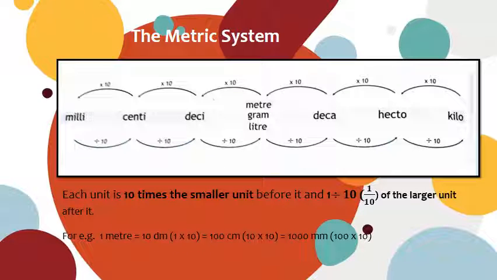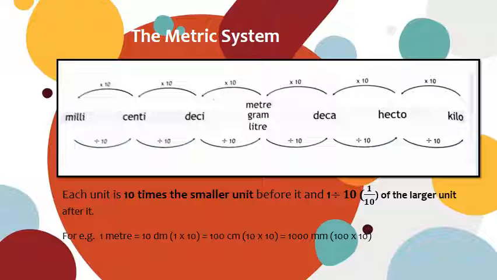1 meter, which is the basic unit for length. So the unit which is before meter is decimeter. So we can say that 1 meter is 10 times of decimeter. That is 1 meter is equal to 10 decimeter.